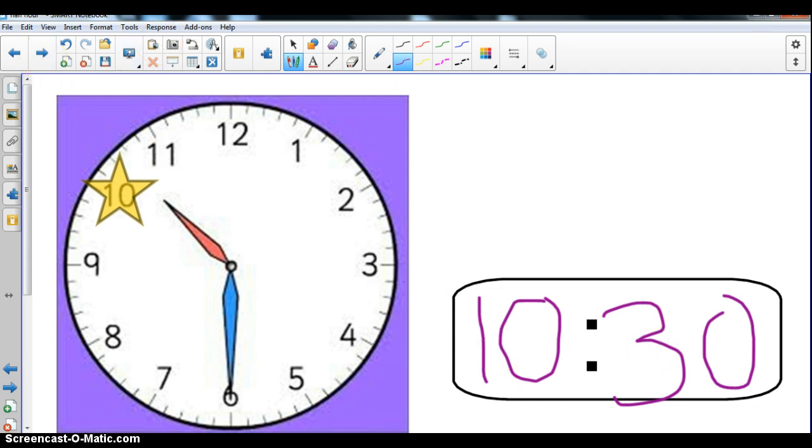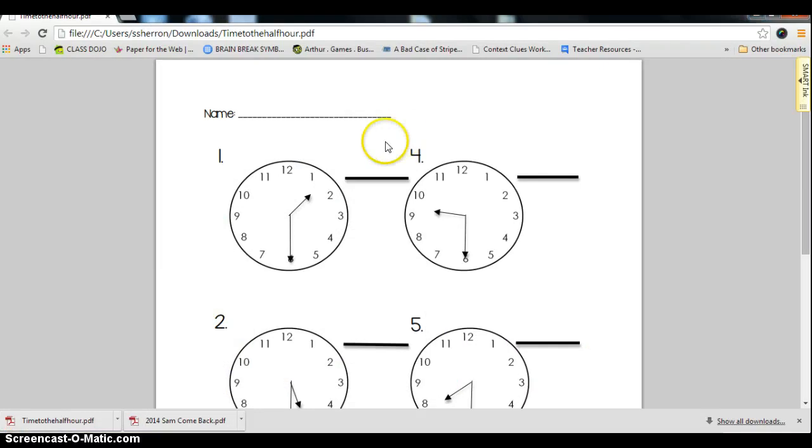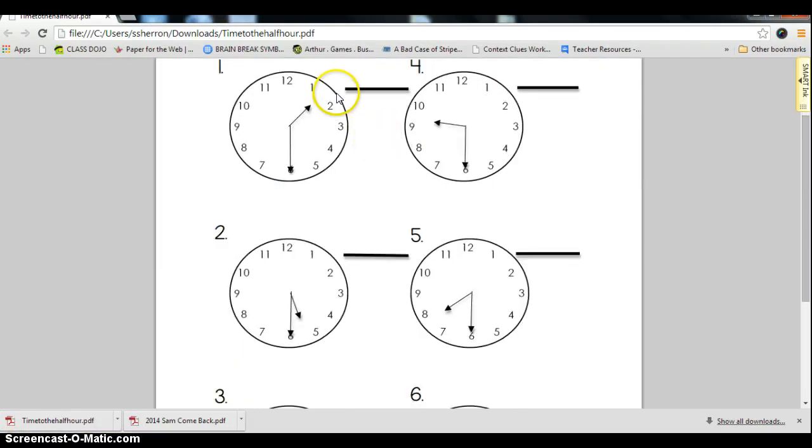Now, you are going to have a paper that looks like this. Remember to always look at which hour you say. You can even circle the smaller number if you wish, and then you're going to write the time right here. Do not forget the 2 dots that go in between the hour and the minute.